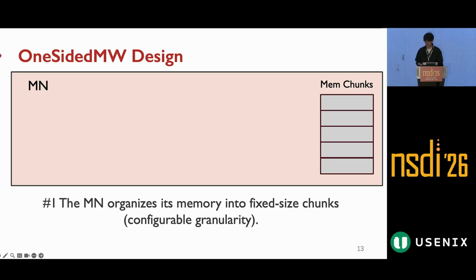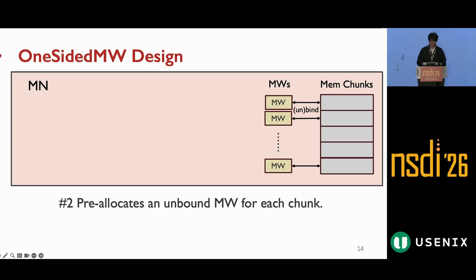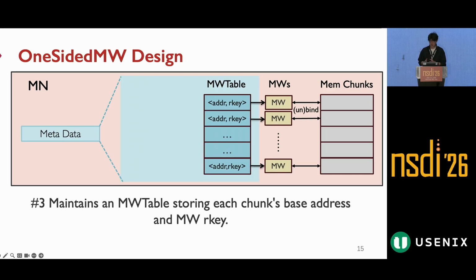First, the memory node organizes its memory into fixed-size chunks with a configurable granularity. Second, for each memory chunk, the memory node pre-allocates an initially unbound memory window. Third, the memory node maintains a memory window table that stores the metadata for all memory windows, including the base address of each memory chunk and the R key of its corresponding memory window.